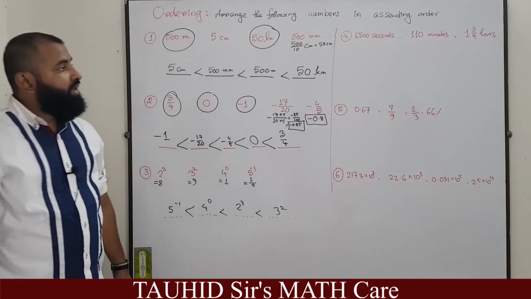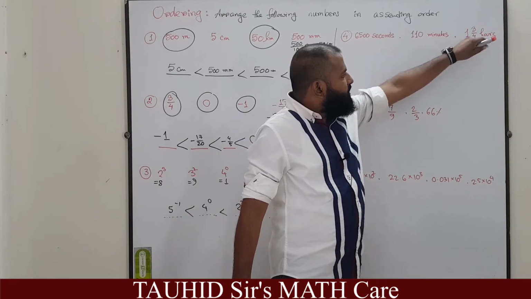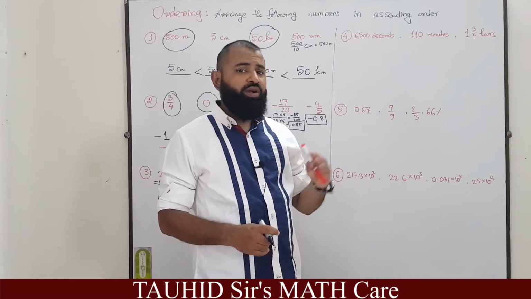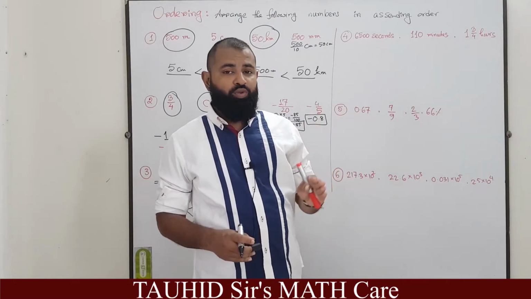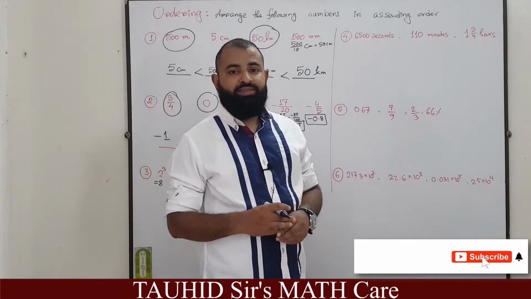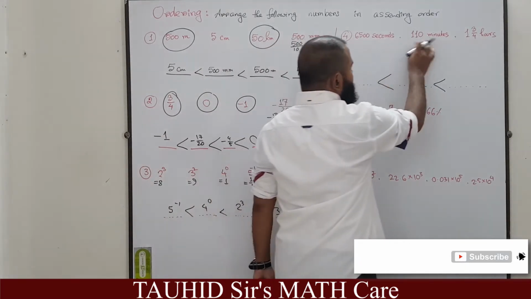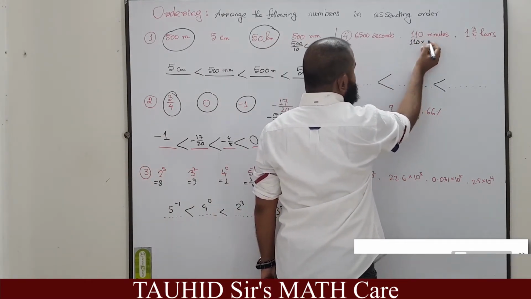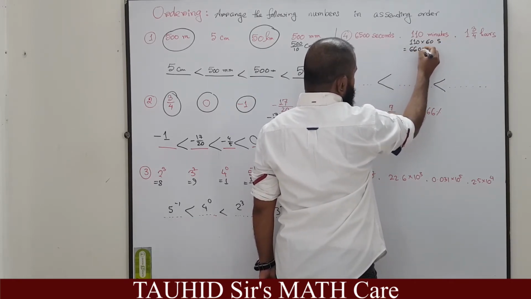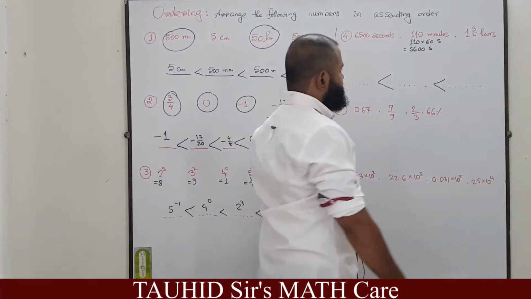And the fourth one, 3 values are given: 110 minutes, 1 whole 3 by 4 hours and 6500 seconds. What can we do? We can convert all of them to the same unit. Which unit should we prefer? We can convert all of them to seconds. 6500 seconds, no change for this. 110 minutes, that means 110 multiplied by 60 seconds, that means 6600 seconds. That means this is smaller, this is larger.